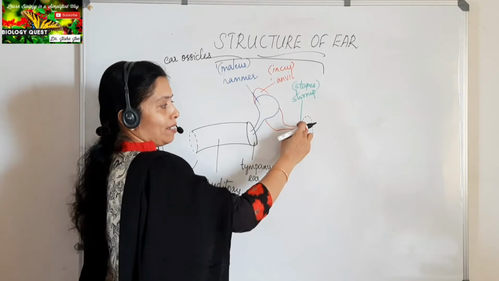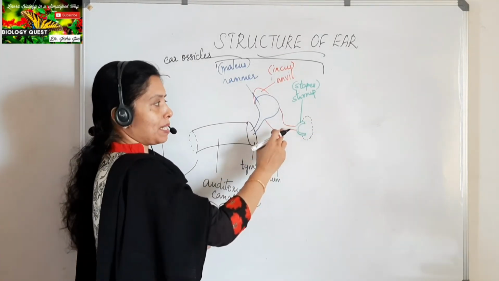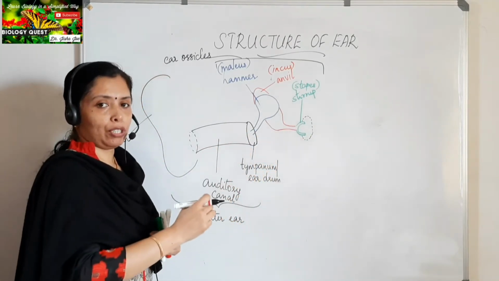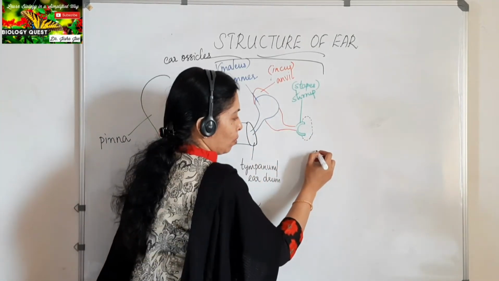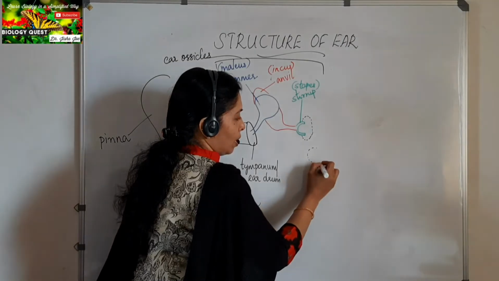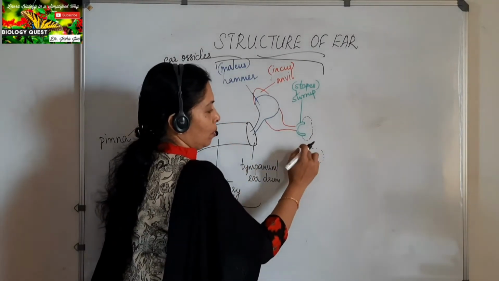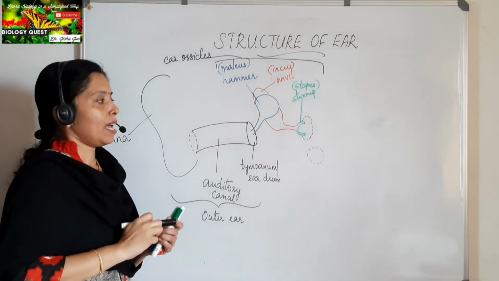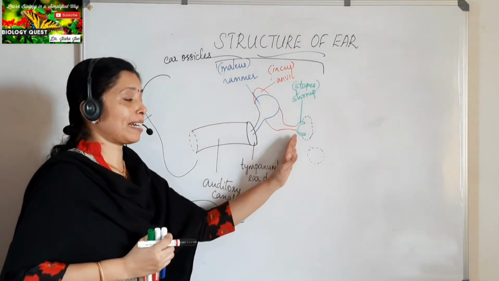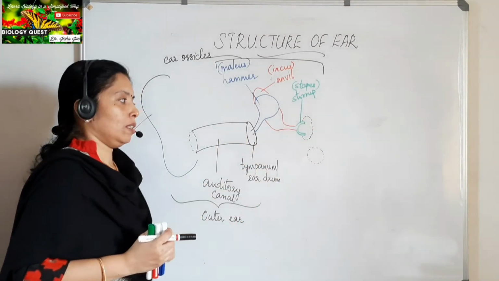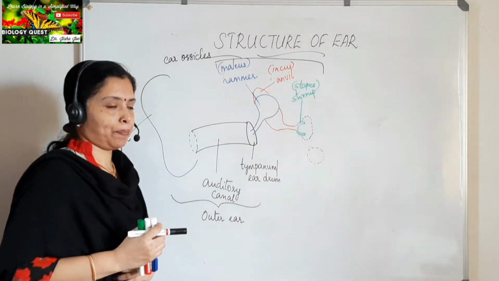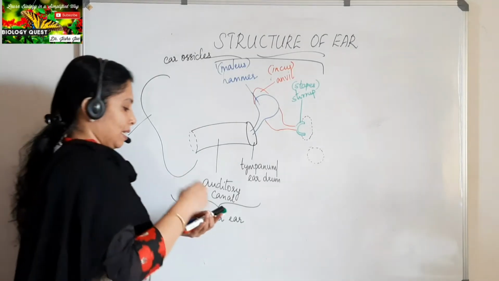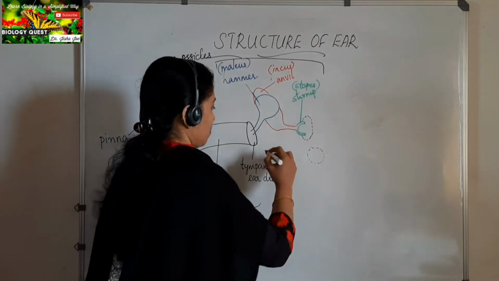Okay, so one end of the stirrup is attached to the anvil and the other end is attached to the oval window, and there is another window which is called as the round window a little below the oval window. This is also guarded by a membrane, and both these windows connect the middle ear with the inner ear. Okay, then there is a tube that connects the middle ear with the throat. So that is the middle ear.